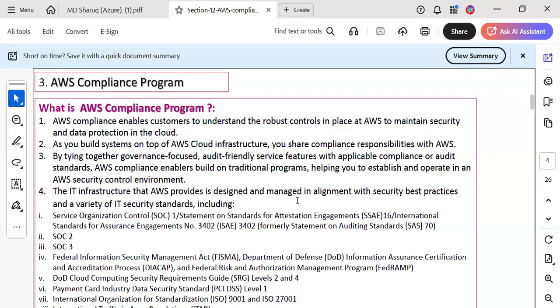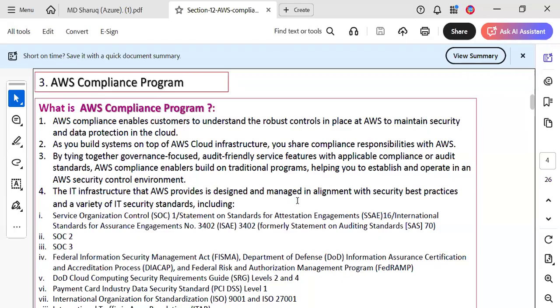Okay. As you build systems on top of AWS cloud infrastructure, you share compliance responsibilities with AWS. Basically, what happens? You have a company, ABC. The company has financial applications or healthcare applications. Then they will have SOC 3 or SOC 2. That is the compliance program. They follow it for financial applications or something. Then that needs to be shared with the AWS people. Then they are going to map their program with this compliance program.